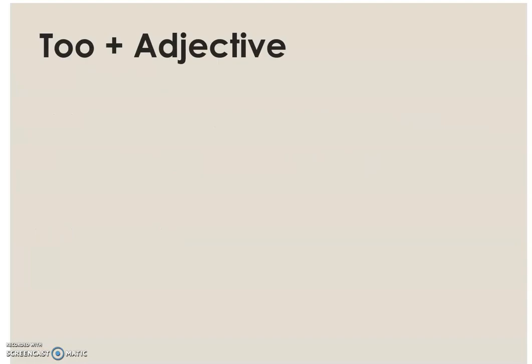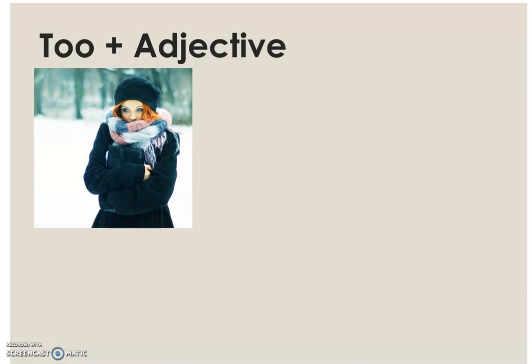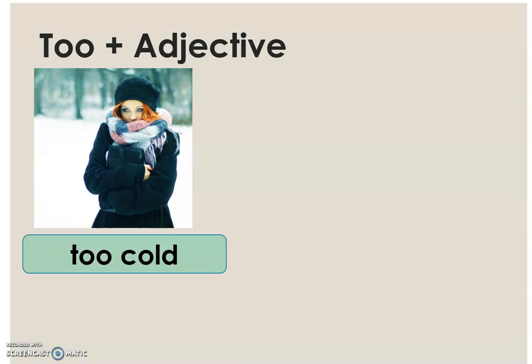So to begin with, too comes with an adjective. We use too and we make sure that it is followed by an adjective. For example, we can look at this photo of this lady who's surrounded by snow and feeling a little bit cold, judging by her clothes. So we can say that she's feeling too cold, or maybe we can say the weather's too cold, or the snow is too cold.